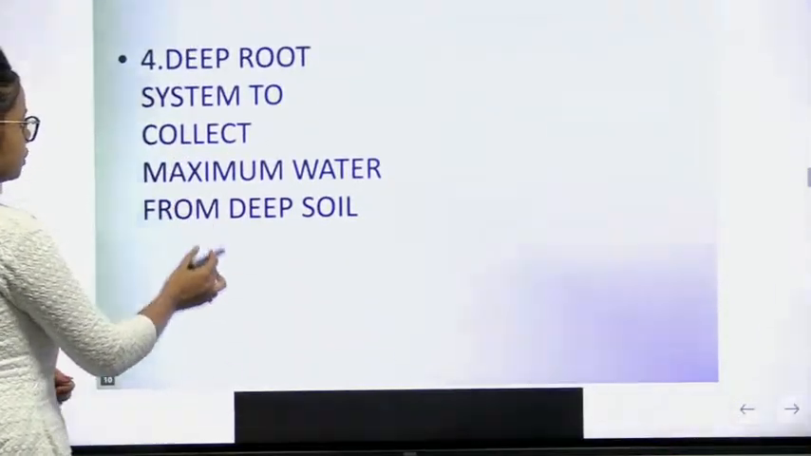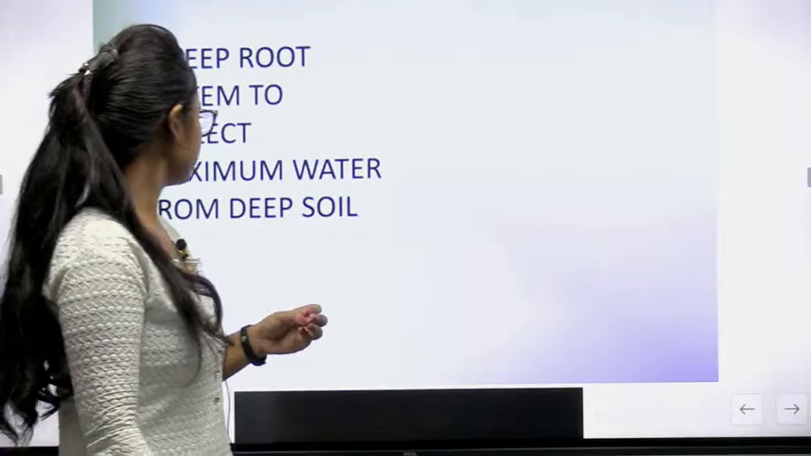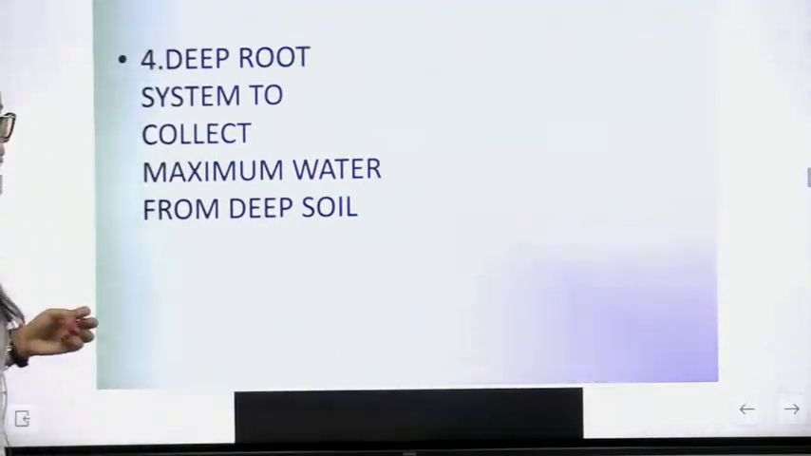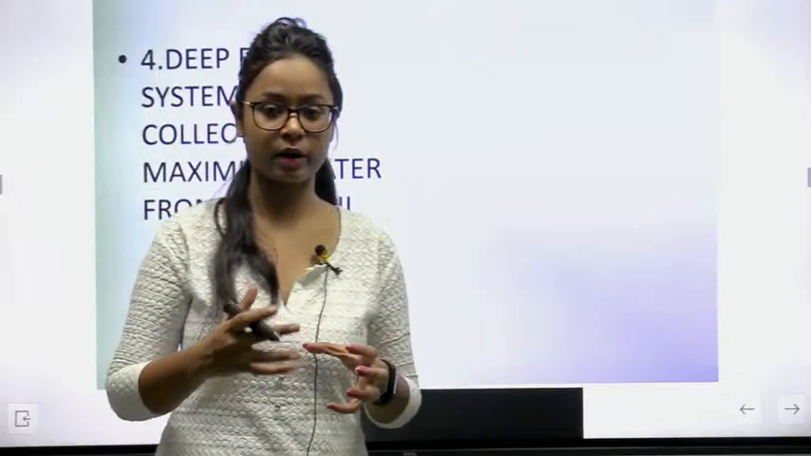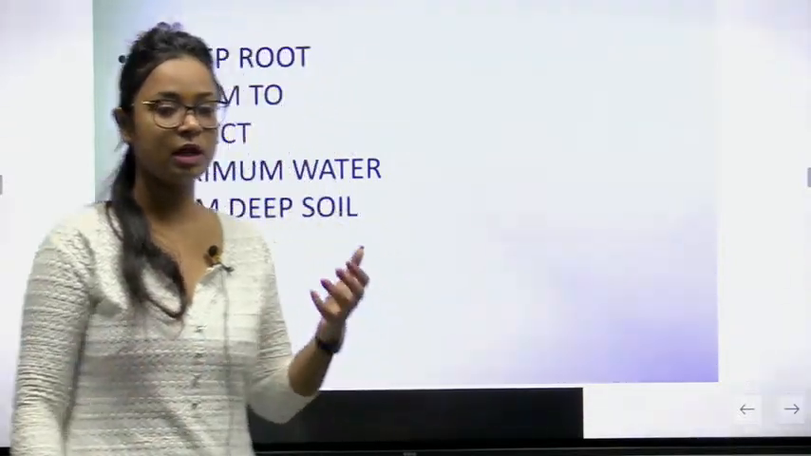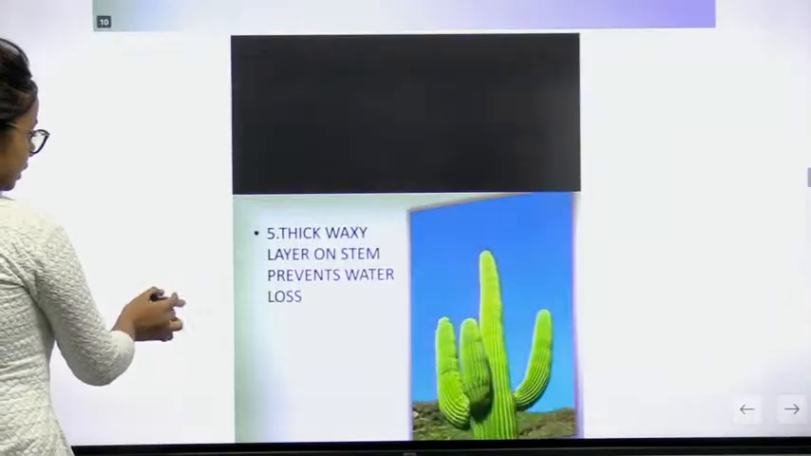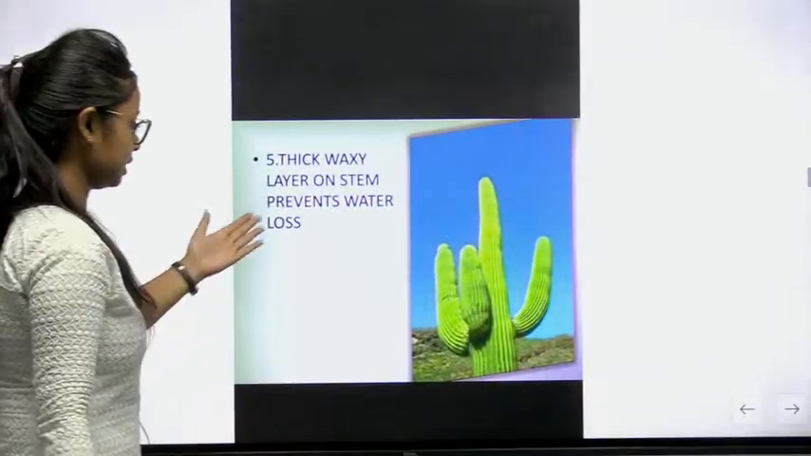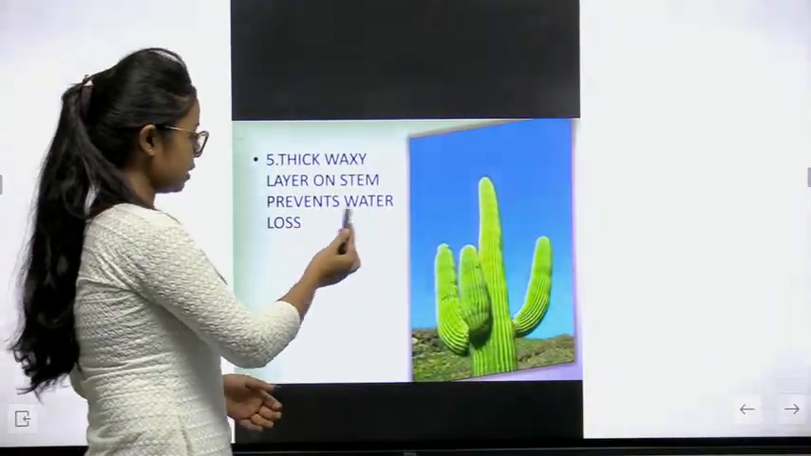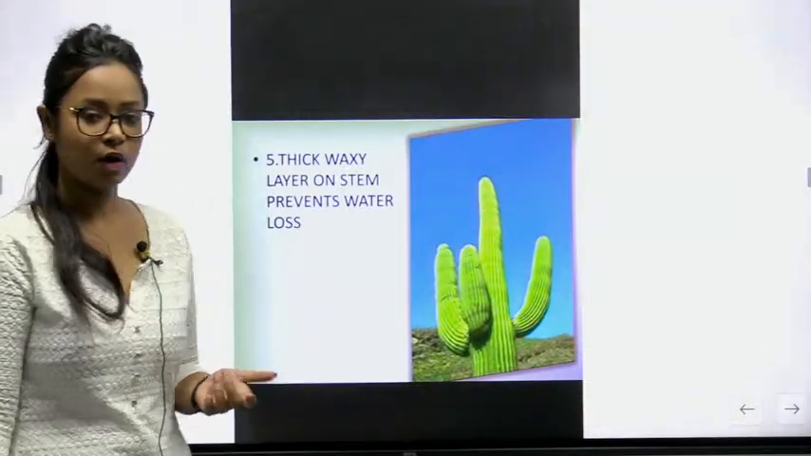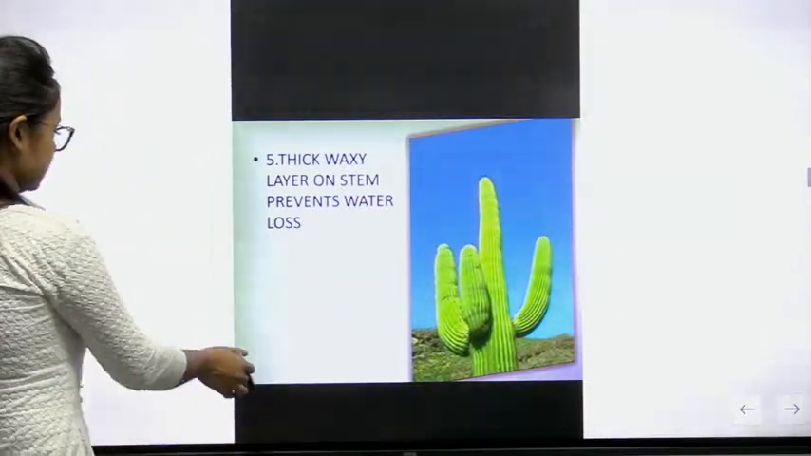Next, deep root stem. Now deep root stem collect maximum water from the deep soil. They take excess water and minerals from the deep soil and store in themselves. They have a thick and waxy layer. I've told you that they have a thick and waxy layer on the stem which prevents the loss of water. Clear?